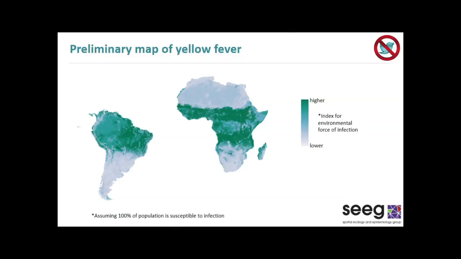So this is a very preliminary map of yellow fever. It shows the index for environmental force of infection. A higher number of cases per person over the study period is shown in the dark green, and lower rates are grey or close to white. I haven't finished my vaccine coverage map, so this assumes that 100% of the population is susceptible to infection.